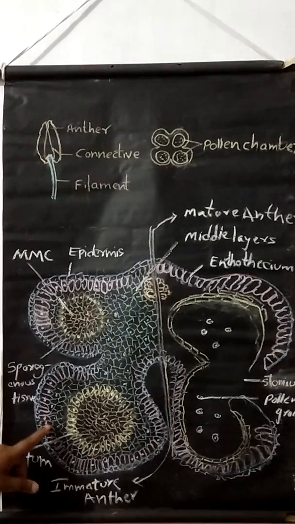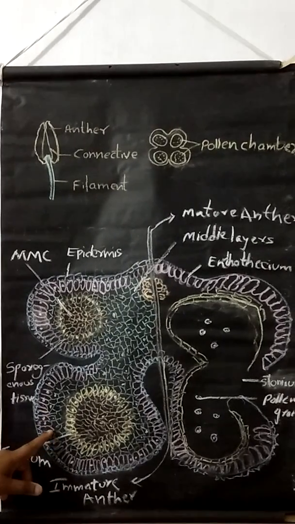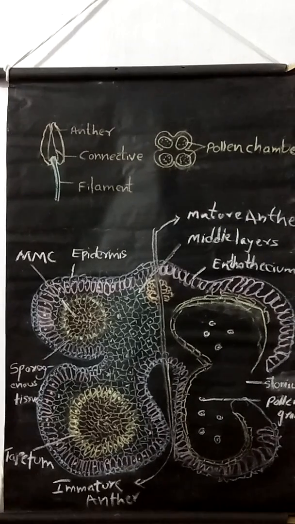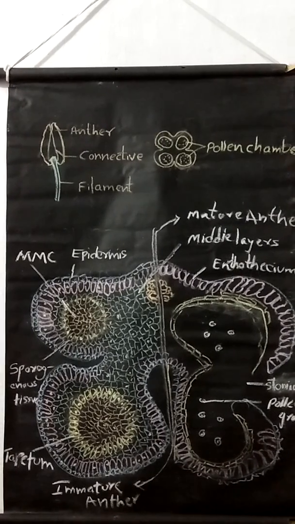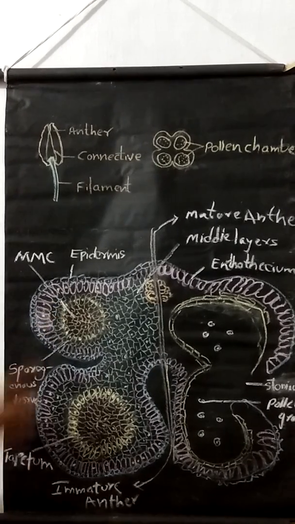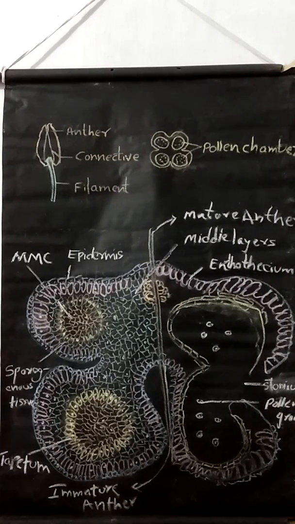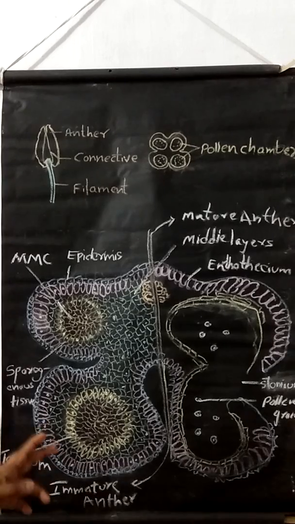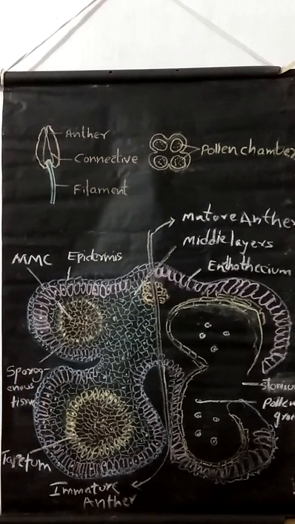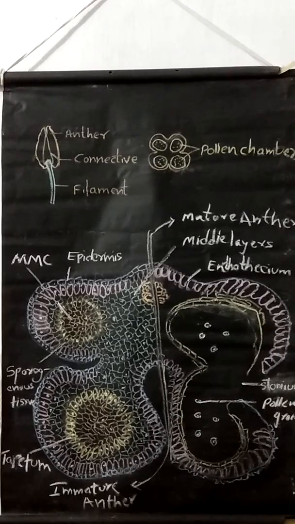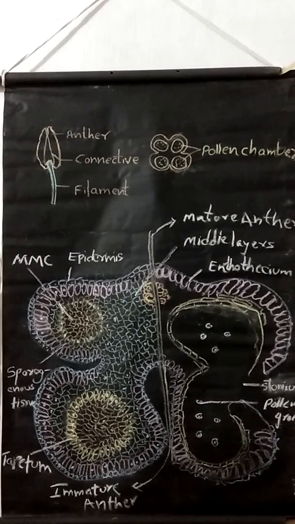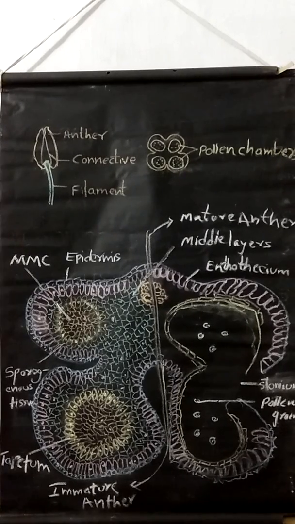Next, middle layers. Inner to the endothecium, 2 to 3 layers of parenchymal cells are present. These are known as middle layers, as they lie between the endothecium and the tapetum. The cells of these layers are ephemeral and degenerate almost completely before the pollen mother cells undergo meiosis. The middle layers may store food material in some taxa, which is utilized by pollen mother cells.